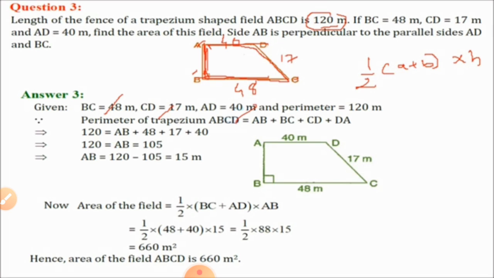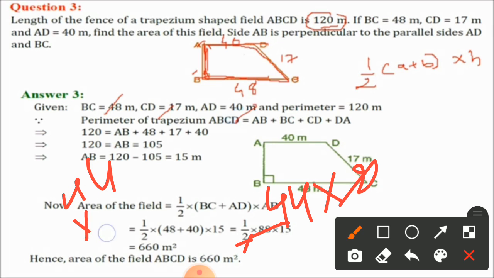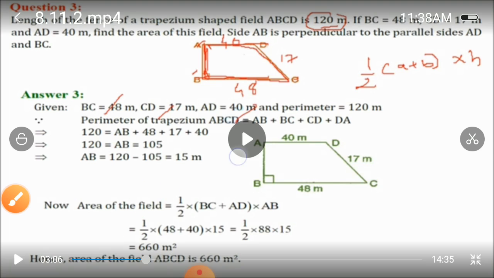Yes, many students still have a problem cancelling these numbers. How to cancel? Here 22 and 40, 44 into 88. So 2 will cancel, 2 will cancel. So 44 and 15. 44 multiplied by 15 will give you 660. Try it out yourself, my dear student. You know how it came.